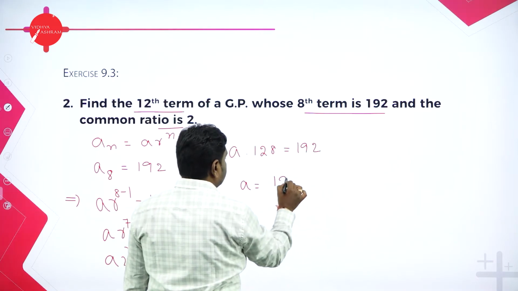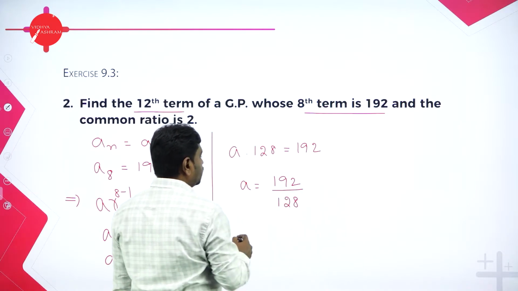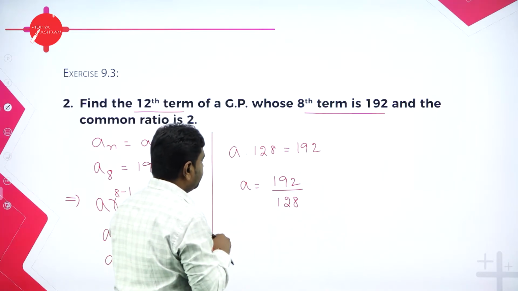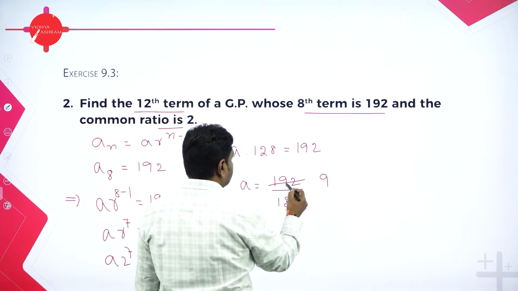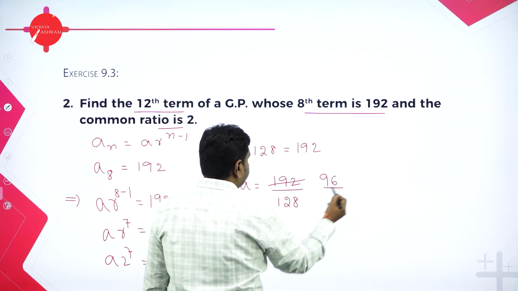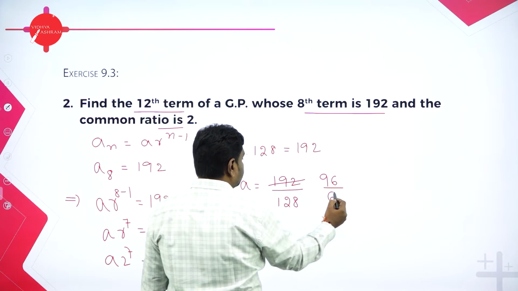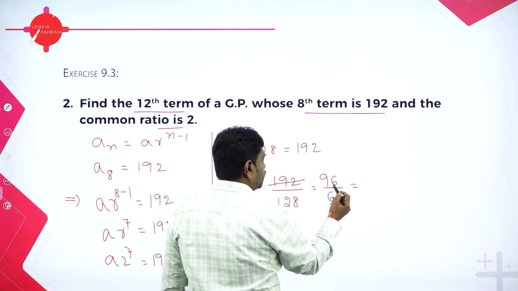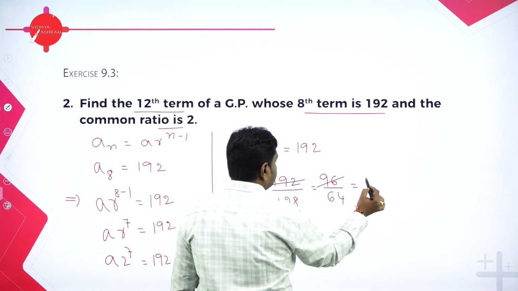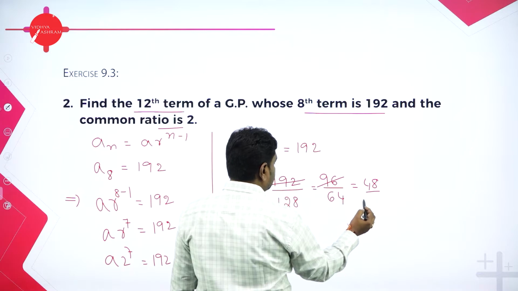Now this is 192 divided by 128. So now both are divisible by 2. 2 nines are 18, 2 sixes are 12. 2 sixes are 12, and 2 fours are 8. Further it is divisible by what? 2 again. 2 fours are 8, 2 eights are 16.